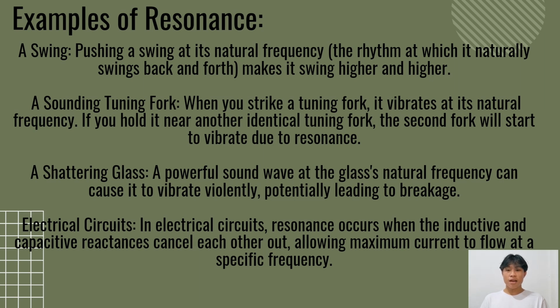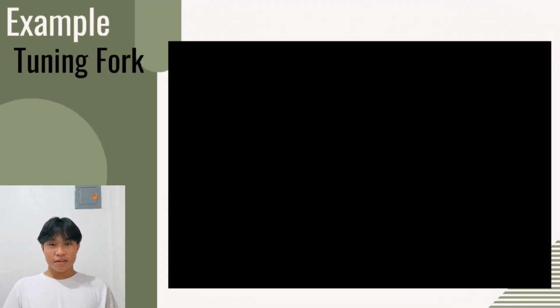Electrical circuit. In an electrical circuit, resonance occurs when inductive and capacitive reactances cancel each other out, allowing maximum current to flow at the specific frequency. So, let me show you a video example.